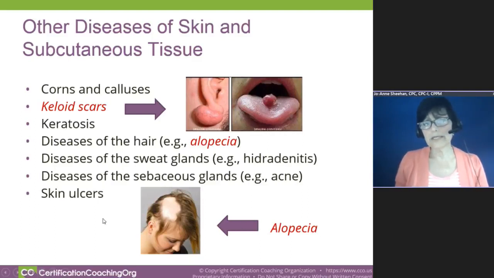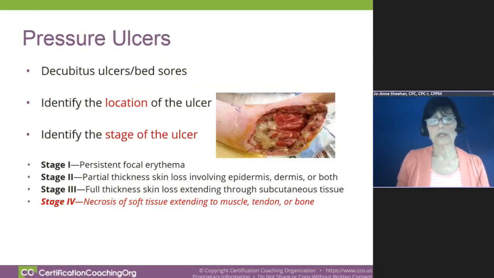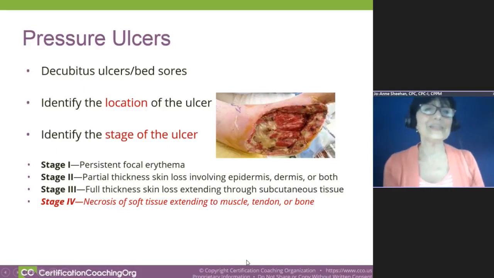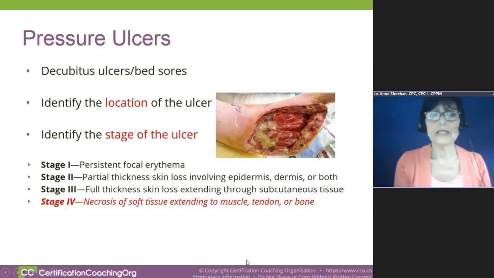And here's alopecia, which is just showing you loss of hair, which is pretty sad, but just to give you another visual. Now this one's terrible, so close your eyes if you can't handle it. This is what's called a pressure ulcer. It's a decubitus ulcer or a bed sore.